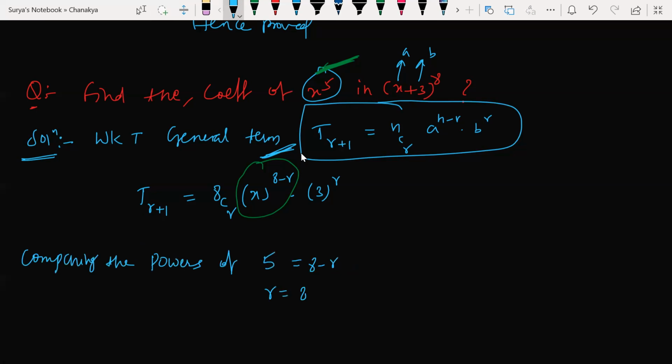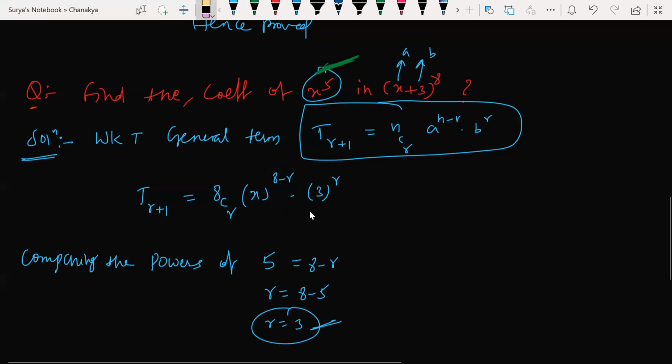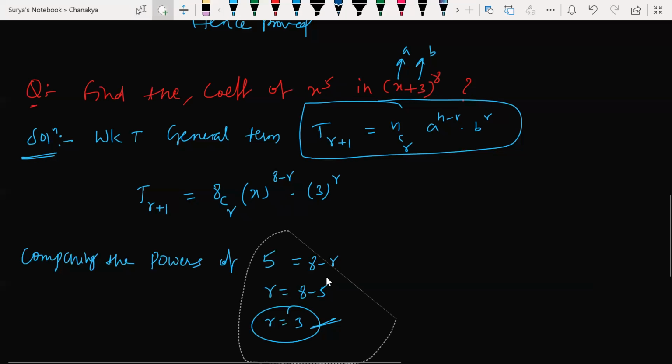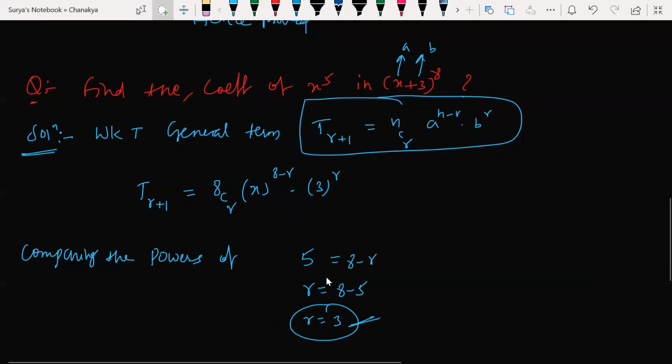So r is equal to what? 8 minus 5. r is equal to 3. So I got the r value. So why are we comparing, in the sense, equating the powers of x? Powers of x here. Let us write like this, powers of x, so that I'll get like this.